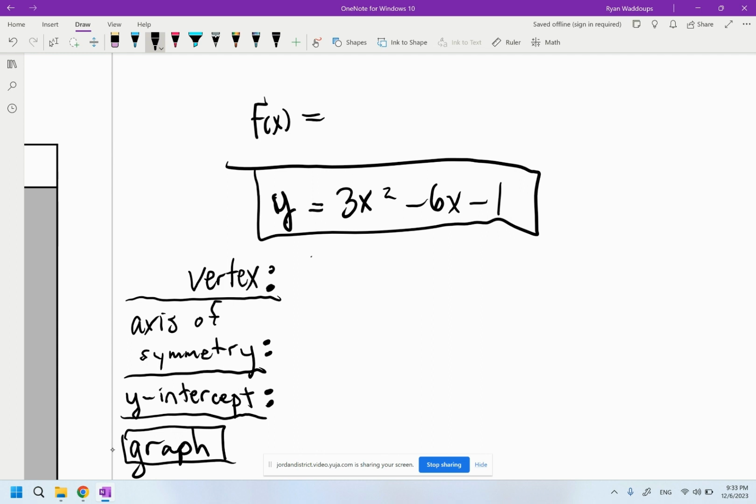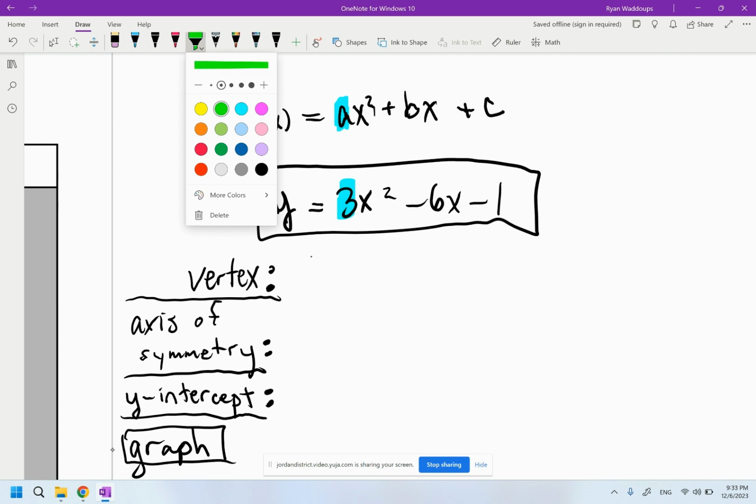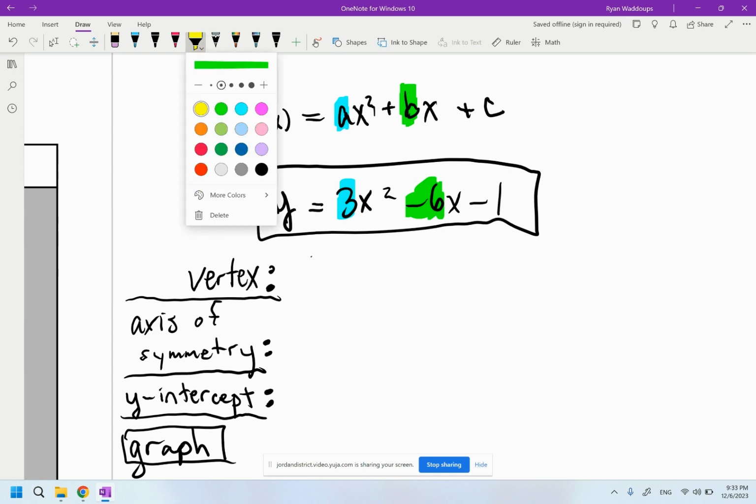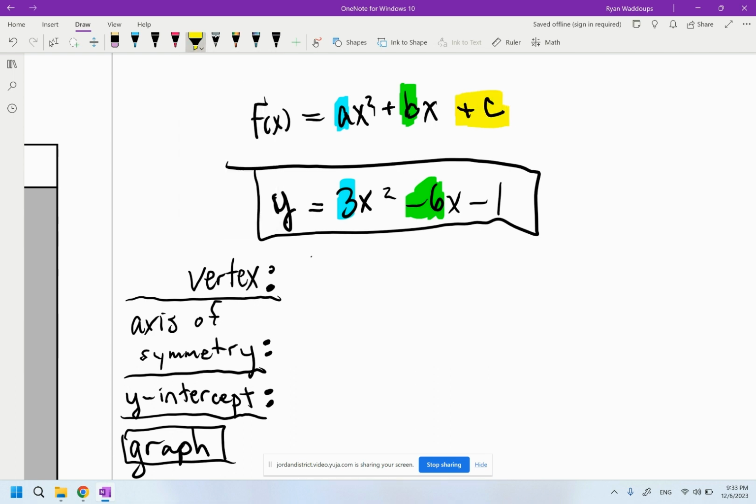So the standard form of a quadratic equation is ax squared plus bx plus c. And from this we can see that a is 3, that b is negative 6, and that c is negative 1. So I'm going to just keep track of this. You don't have to use colors. I'm just doing that to help you see. A equals 3, B equals negative 6, and C equals negative 1. We're gonna use that information.